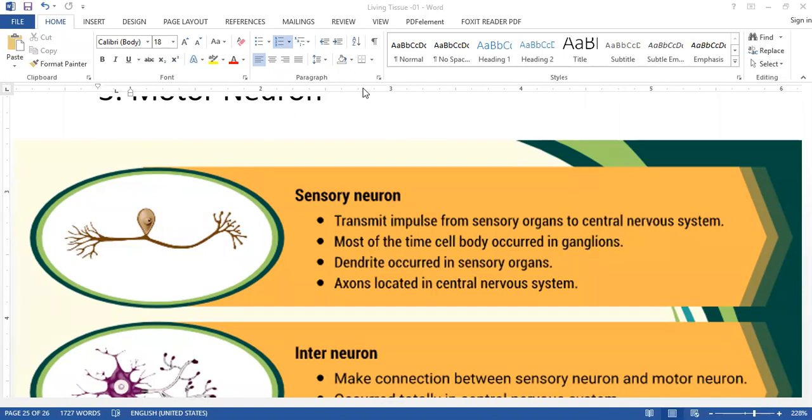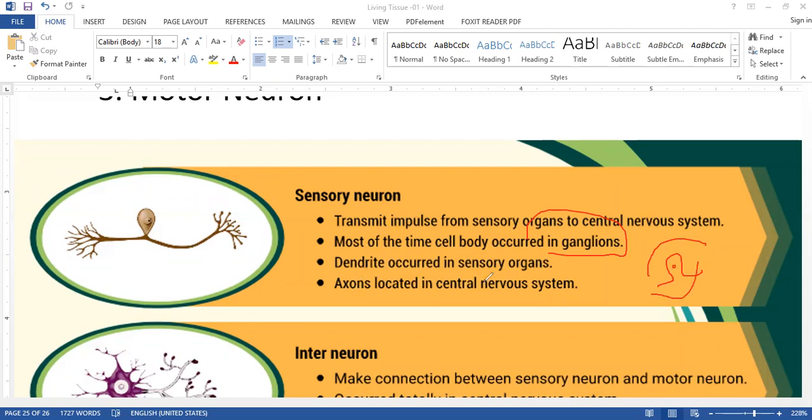Okay, come to the point now. Sensory neuron here. The first point is most of the time the cell body occurs in ganglions. I hope you people got the idea about this. What does ganglion mean? It is where most of the time the cell body occurs. You can find the cell body here, and this is the ganglion part.